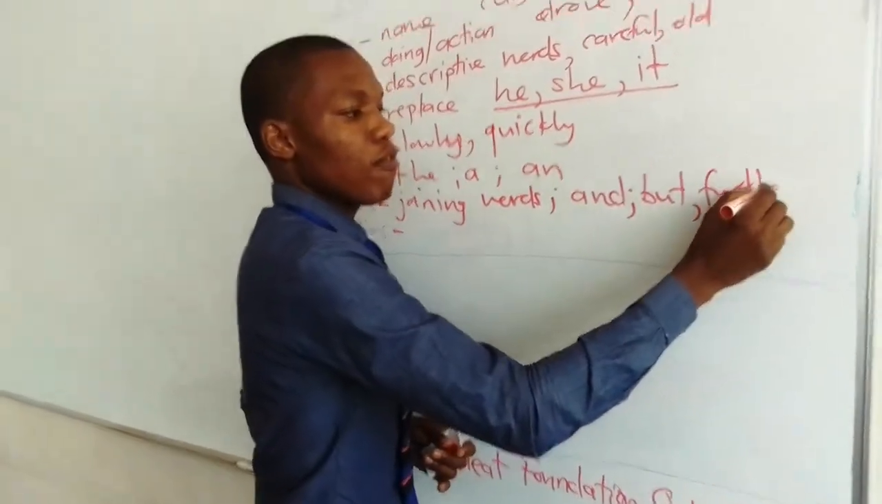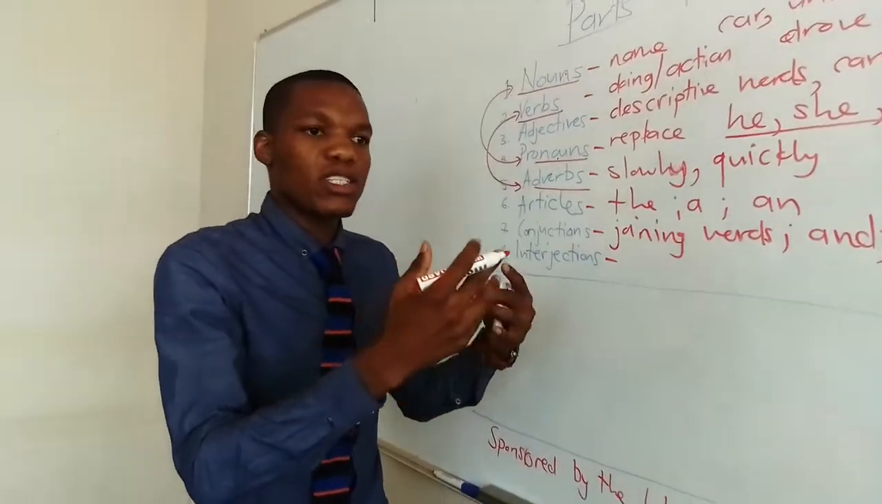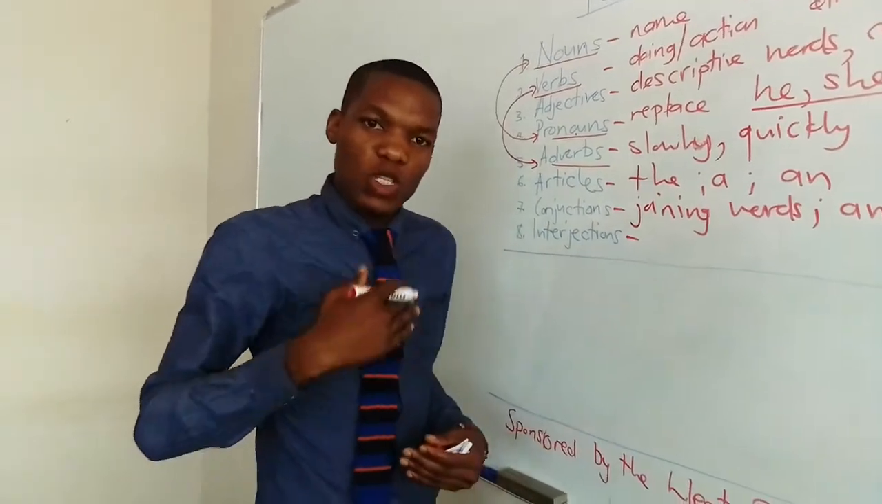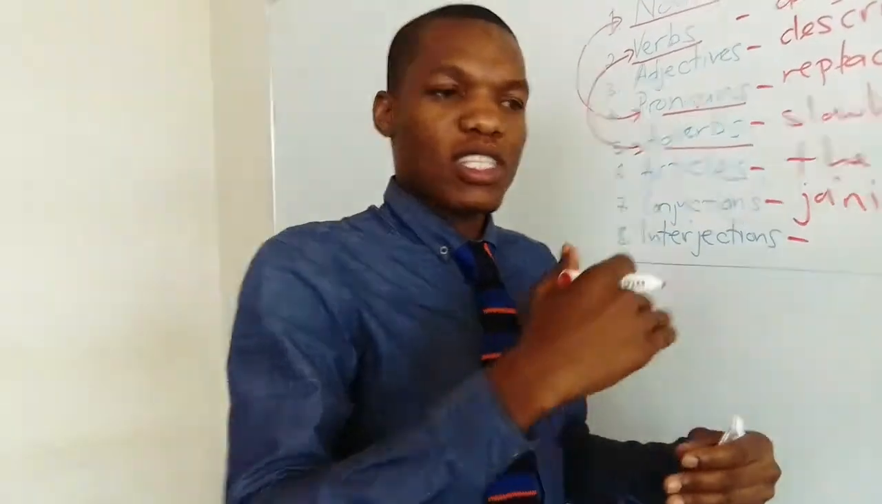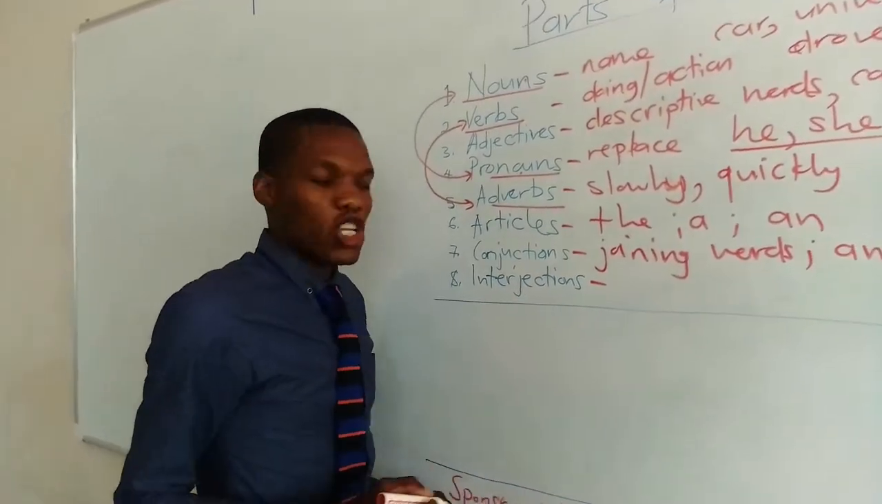Furthermore, you are joining. It's a conjunction. That word is joining something. You cannot just from nowhere say furthermore. So you tell us step A, then you say furthermore step B. Right? The last part of speech that we have is interjections.